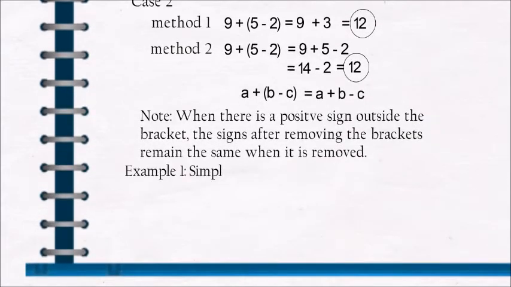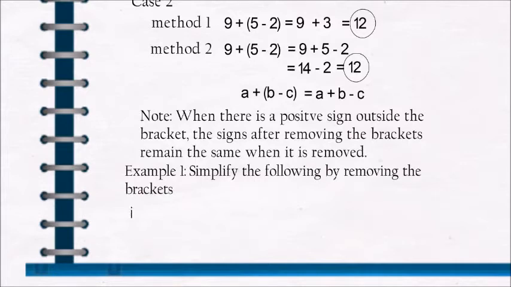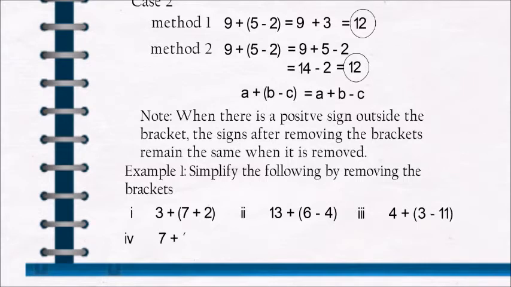Alright, so example 1. Simplify the following by removing the brackets. 1. 3 plus open bracket 7 plus 2. 2. 13 plus open bracket 6 minus 4 close bracket. 3. 4 plus open bracket 3 minus 11 close bracket. 4. 7 plus open bracket 13 minus 9 close bracket. And 5. 5 plus open bracket 2 minus 10 close bracket.